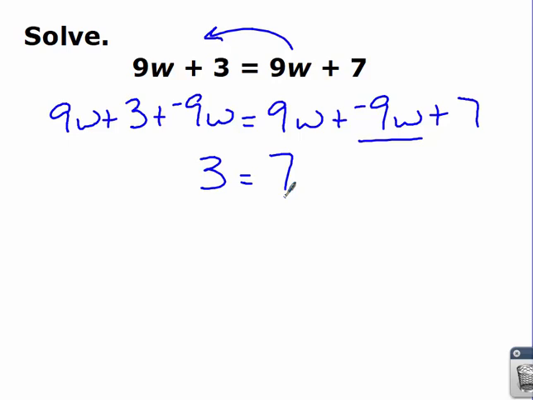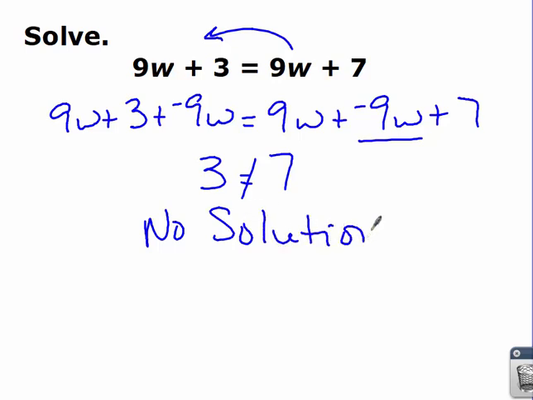So when we have a problem like this, whenever my variables are eliminated and this makes a false statement, 3 does not equal 7, here's what we do. We say that one, it's not equal, and two, there is no solution to this problem. So no solution, and that's what we write. We cross out the equal sign saying that it's not equal, and we write no solution.